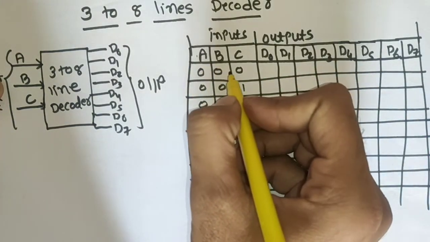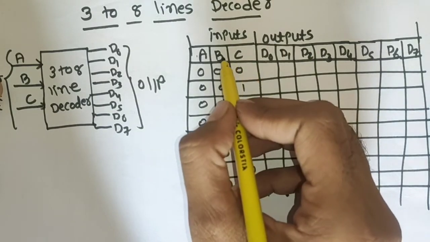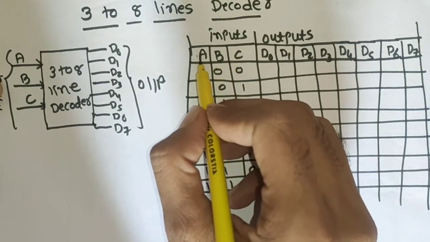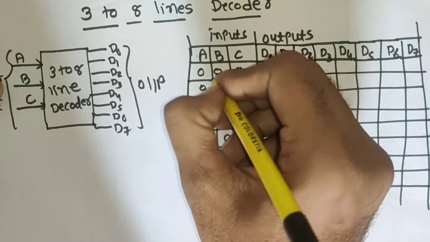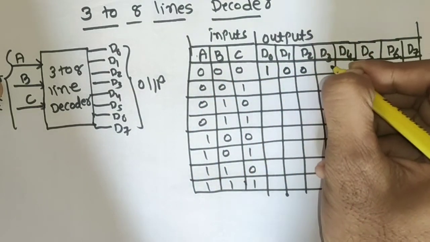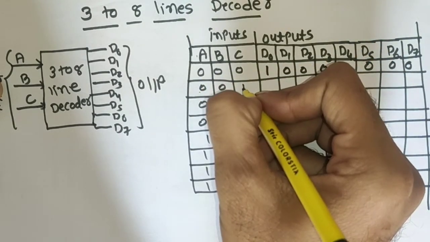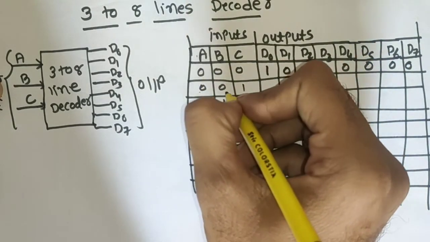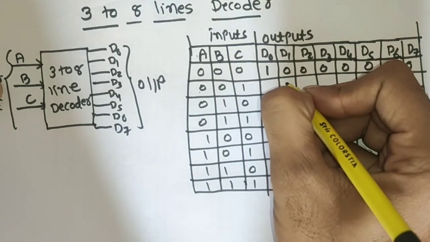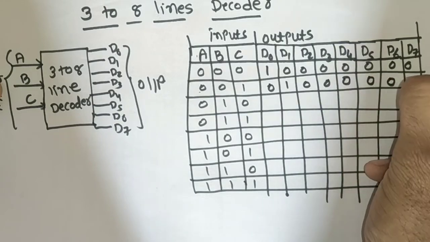So first one is all are 0. Dear students, now we know that the weightage of C is 1, weightage of B is 2, and the weightage of A is 4. First one is all are 0, that means D0 is selected, remaining outputs are 0. Next, if C is 1 and the remaining 2 are 0, then the D1 output is selected, and all the remaining outputs are 0.